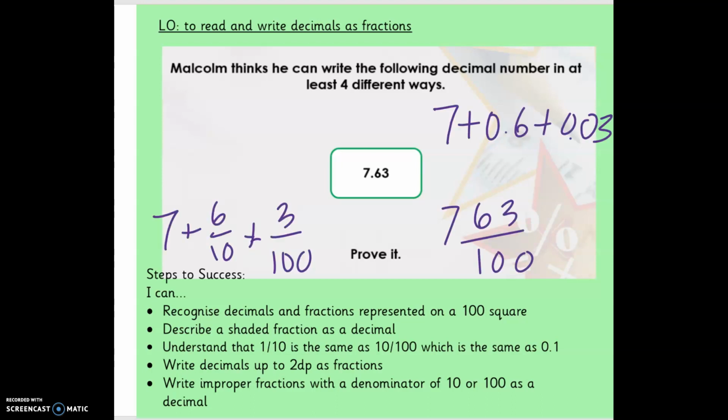Lovely. Well, these are some ideas that I came up with. 7 and 63 hundredths, 7 plus 0.6 plus 0.03, and 7 plus 6 tenths and 3 hundredths. I'm sure you managed to come up with the same, if not some different ways too. So now it's time for you to go and have a go at the do's, thinks and explores, using the knowledge from today and yesterday to complete them.